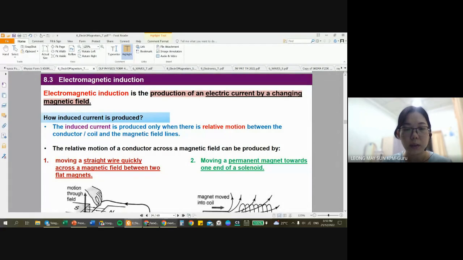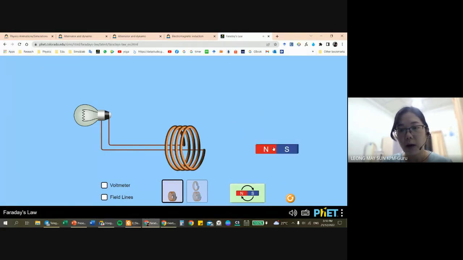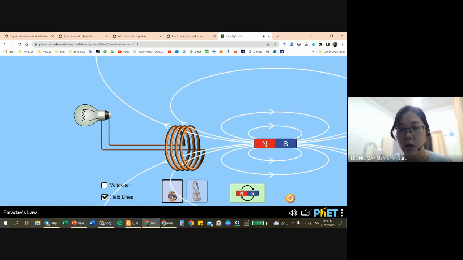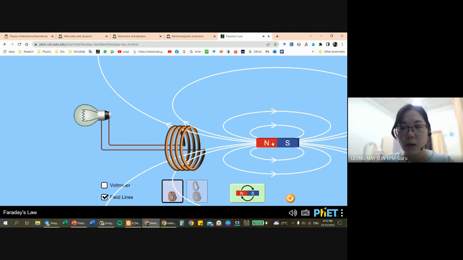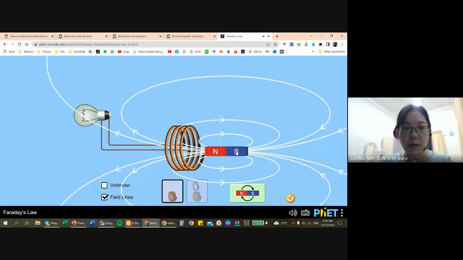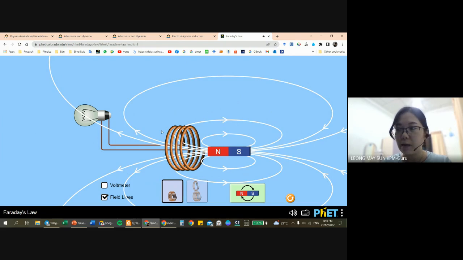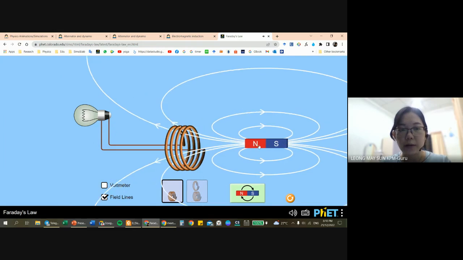Okay, so over here, how is induced current being produced? I'm going to use a simulation right now. For example, right now I have a north and south magnet. This is a coil, a solenoid, and it's connected to a light bulb. So there's no power supply in this circuit. When there's no power supply, we know that we're going to be using the magnetic field, the magnets, to produce electricity. So I'm going to show you the magnetic field lines. If I bring this magnet closer, you can see at this light bulb whether the light bulb lights up or not. See?